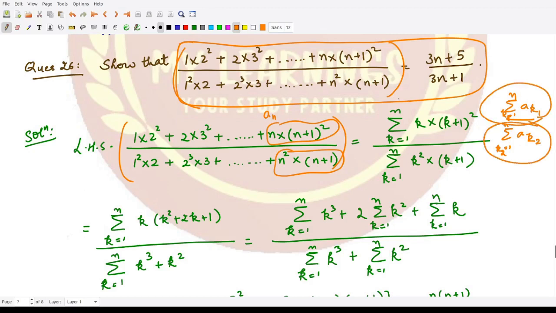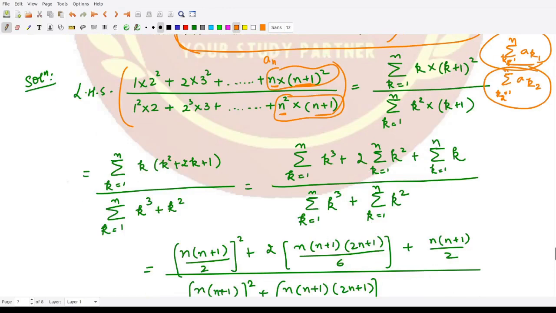Now you can substitute the values here. The nth term could be k(k+1)^2, and in the denominator it is k^2(k+1). Next, you can open up the square: (k^2 + 1 + 2k) into k, so it would be k^3 + 2k^2 + k, and then you can separate out the summation. Similarly in the denominator it is k^2 into (k+1), so it is k^3 + k^2, right? k^2 plus k^3.